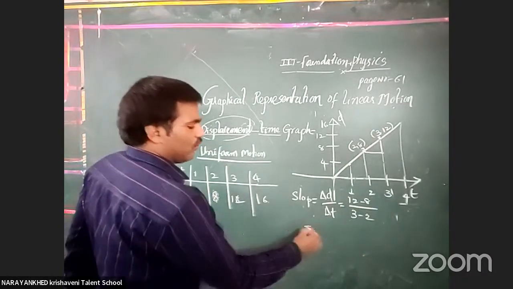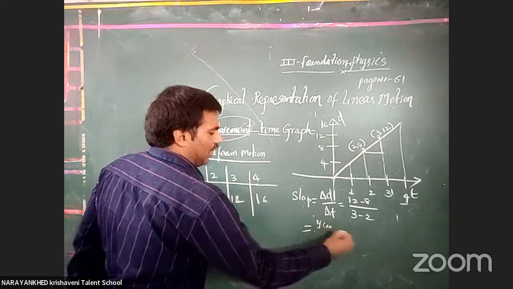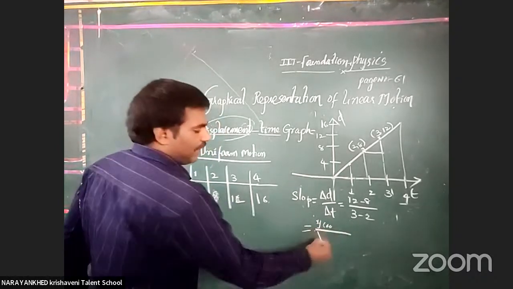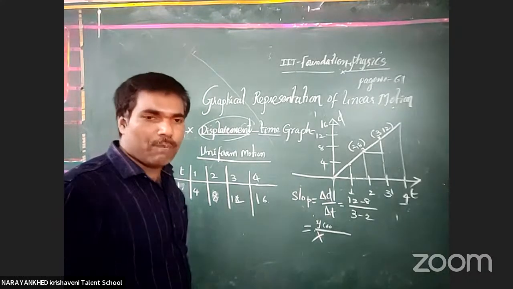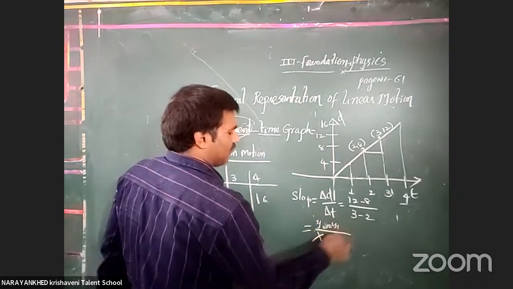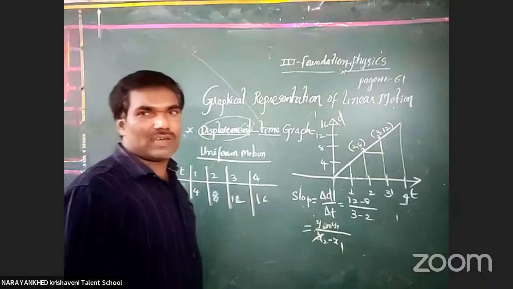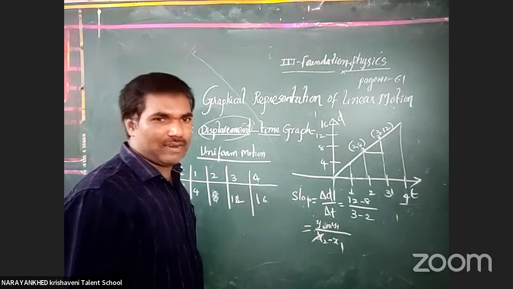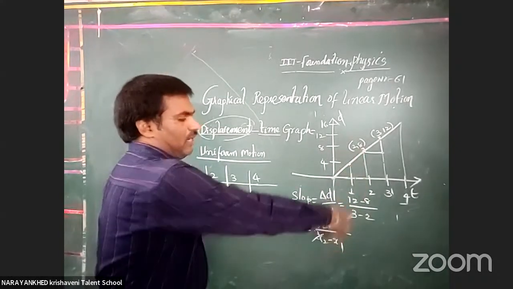Slope is equal to the difference between y coordinates by the difference between x coordinates. That is called the slope in mathematics. It is written as y2 minus y1 by x2 minus x1. In your maths it will be there. And here, y2 is 12 and y1 is 8.